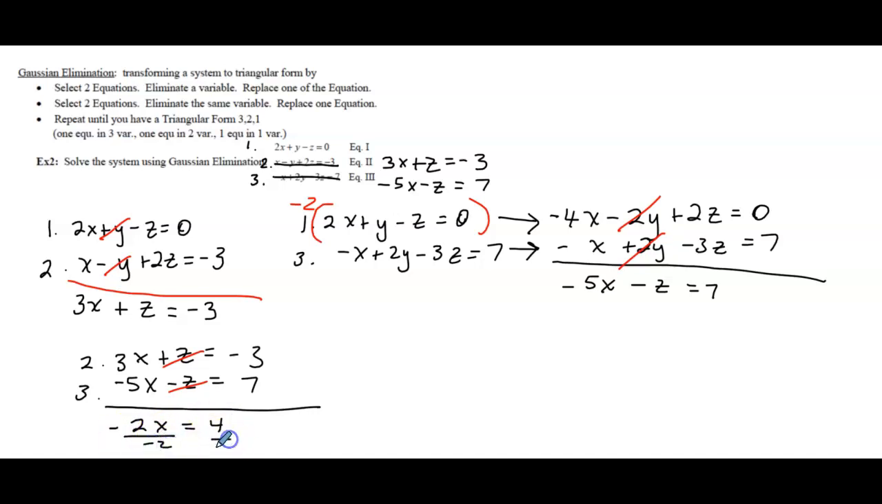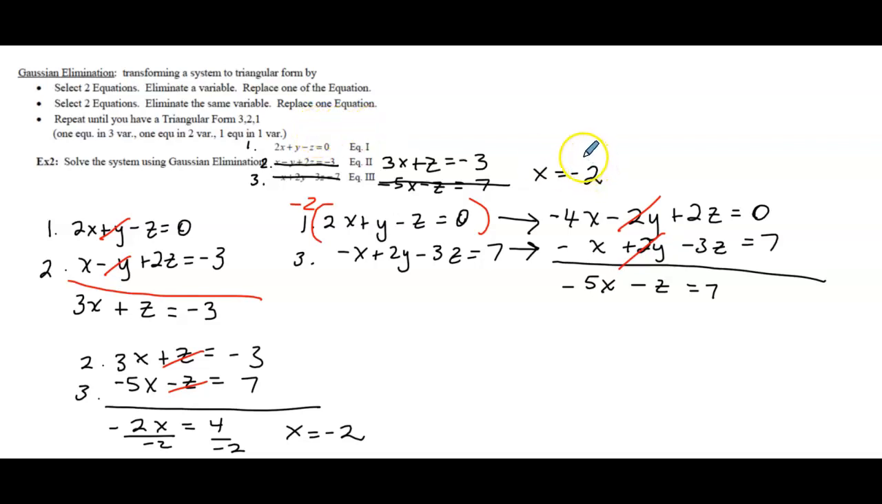Divide by negative 2, and x is equal to negative 2. Now, because I used equations 2 and 3, I'm going to cross off either 2 or 3. I'm just going to cross off 3, and replace it with what x equals. So x is equal to negative 2. From here, you can see I have a triangular problem. I have 1 equation in 1 variable, 1 equation in 2 variables, and 1 equation in 3 variables.